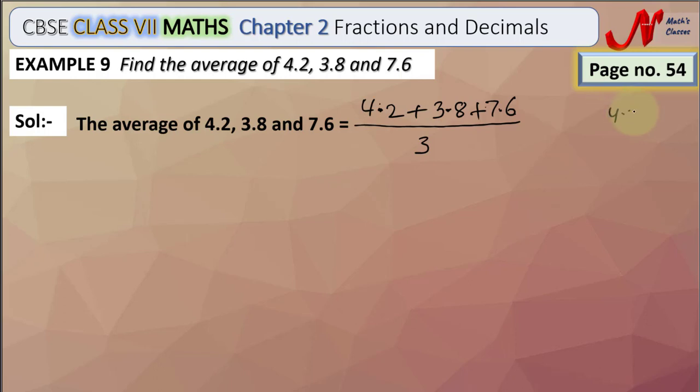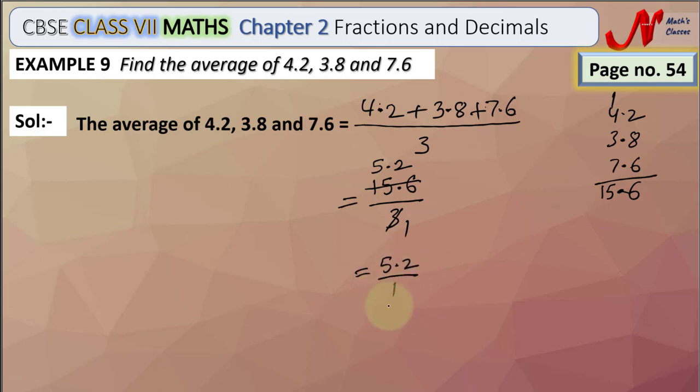So by adding 4.2, 3.8, 7.6 we get: 2 plus 8, 10, plus 6, 16, carry 1; 1 plus 3, 4, plus 4, 8, plus 7, 15. So it can be written as 15.6 by 3. 3 ones are 3, 3 fives are 15, 3 twos are 6. So we get 5.2. Therefore the average of 4.2, 3.8 and 7.6 is 5.2.